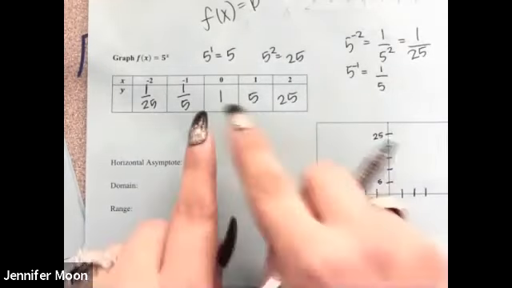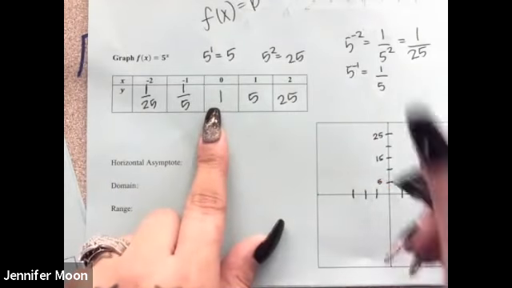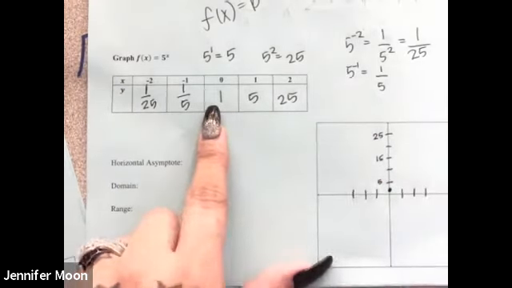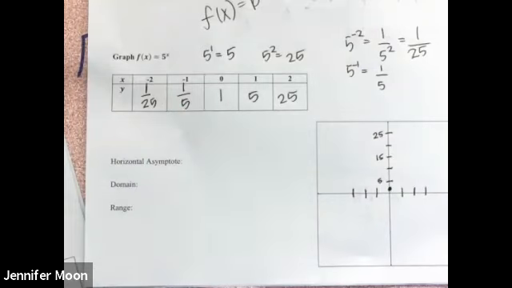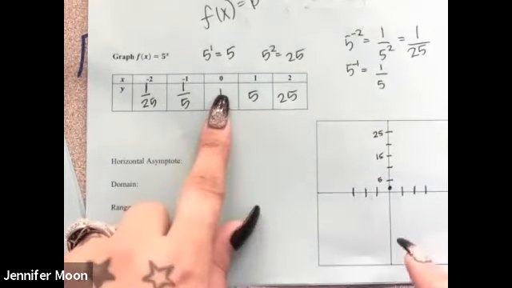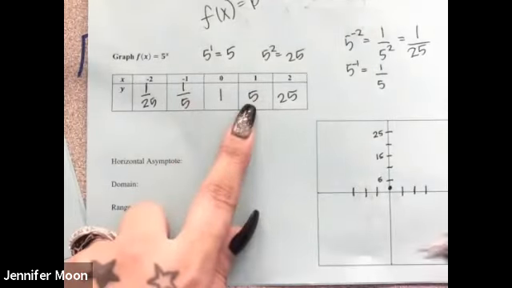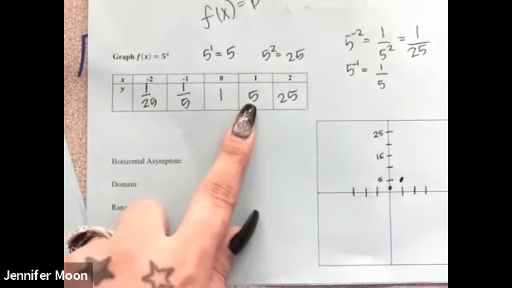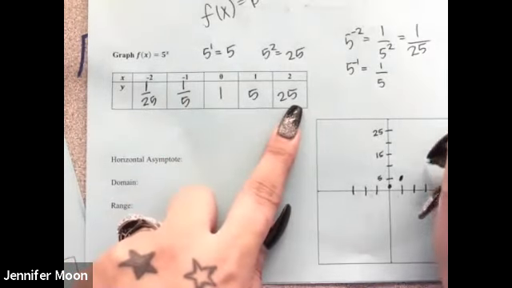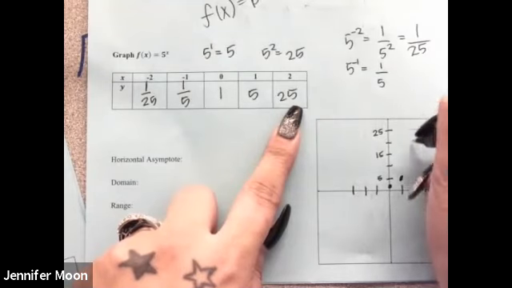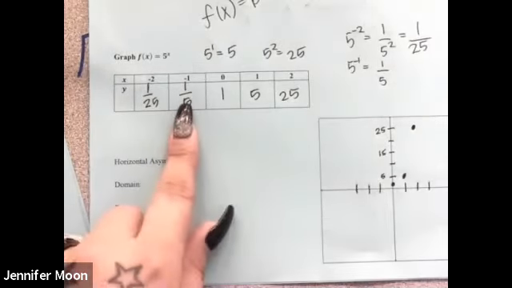Now let's actually plot these points. I'm going to start with 0, 1. So 0, 1, I'm just kind of guessing. I know it doesn't go to that first notch, right? Because that first notch was 5. And then let me scoot over. When x is 1, y is 5. So that's right here. When x is 2, y is 25. So that was right here and right here.